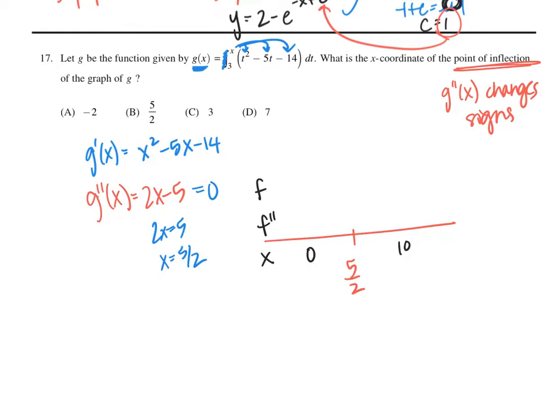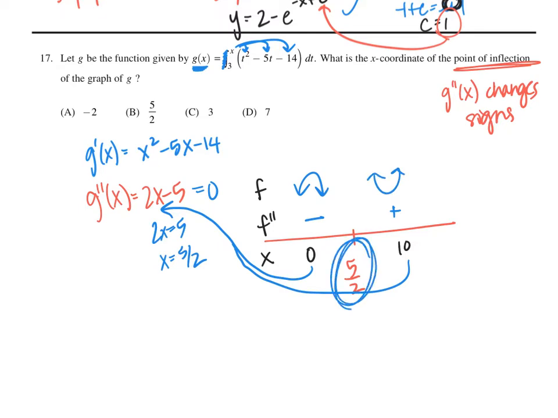the function. If I plug in 0 to my second derivative, my second derivative would be negative, therefore my function would be concave down. If I plug in 10 to my second derivative, I'd get 2 times 10 minus 5, which is positive, concave up, therefore there is a point of inflection at 5/2.